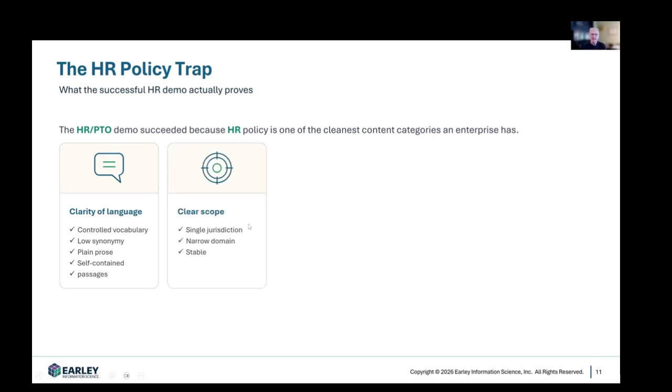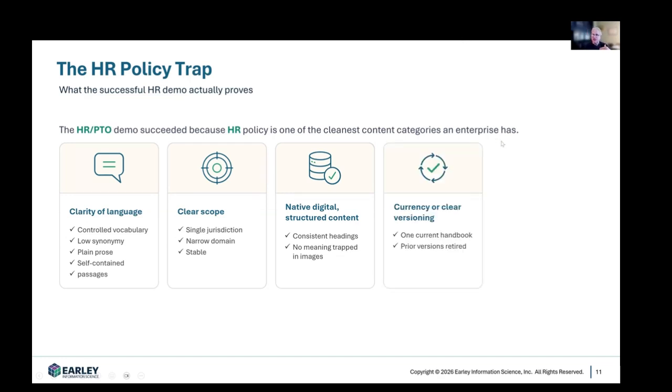So when we think about this, the HR and say PTO demo has a lot of clean content, right? The language is clear. We have controlled vocabularies. We don't have a lot of synonyms. We have plain language, right? It's self-contained. Many times it does have a single jurisdiction, or it's marked. It's a narrow domain. It's stable content. Many times it will have consistent headings. We're not trapping meaning in images. It's all explicit, right? We have clear versioning. We have the things that allow us to do this, and the stakes are not as high in certain situations.